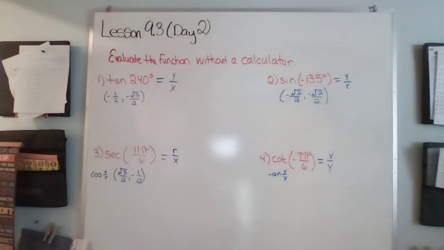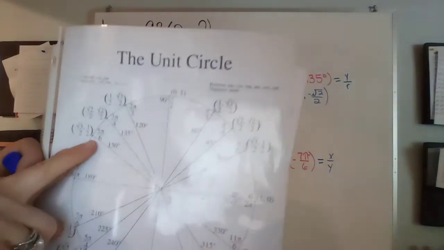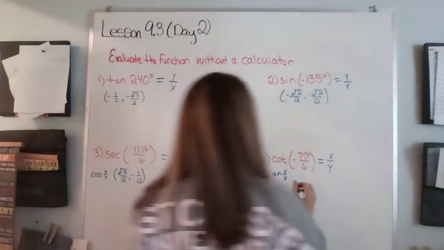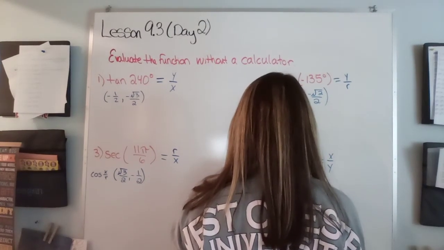And then finally, same thing, we're negative, so we have to rotate clockwise instead of counterclockwise. You have to figure out what that's equivalent to, which is going to be 5 pi over 6. We're going to be right there on our unit circle, so we're going to use the coordinate negative root 3 over 2 and 1/2.